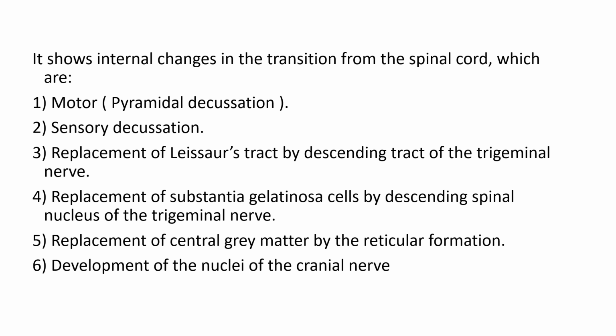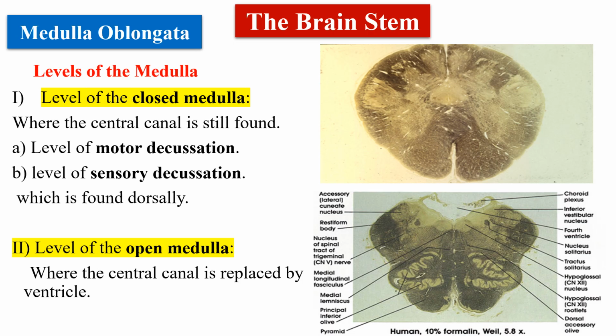And the last change is the development of the nuclei of the cranial nerves, the last cranial nerves, which arise from the medulla oblongata in the brain stem. Okay, let's go to the level of the medulla. The medulla oblongata is arranged into two levels. The level 1 is called closed medulla, and the other level is called open medulla.